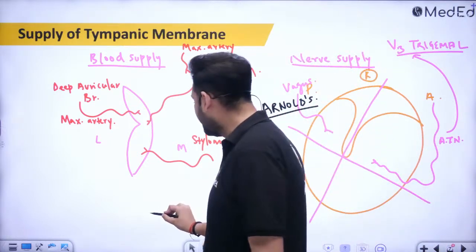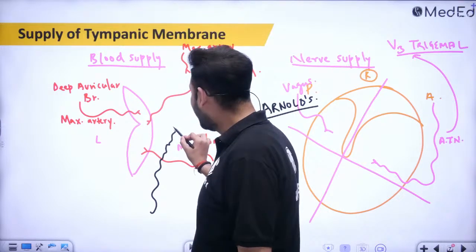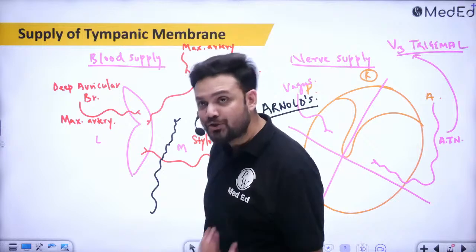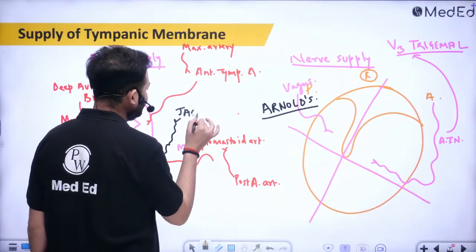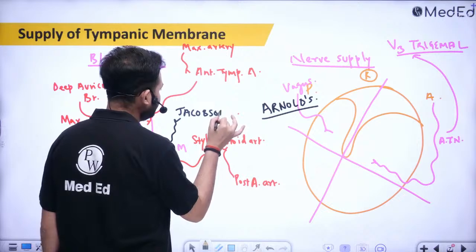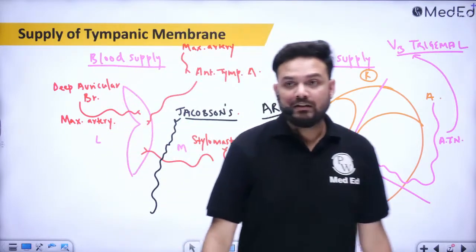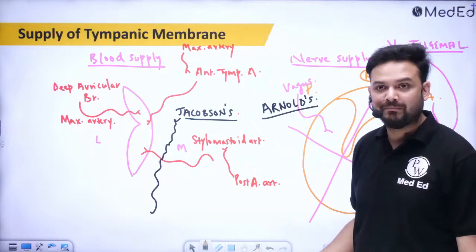So the glossopharyngeal nerve is coming from the floor of the middle ear. Remember, recap your middle ear. And this branch of the glossopharyngeal nerve which enters from the floor and supplies the middle ear is called Jacobson's nerve. Okay, fine. So this is about the nerve supply of the tympanic membrane, right?